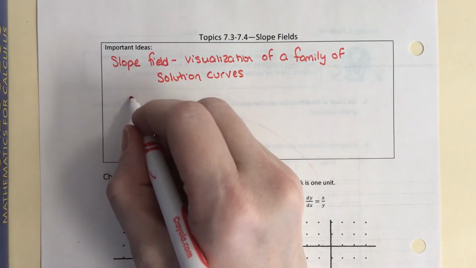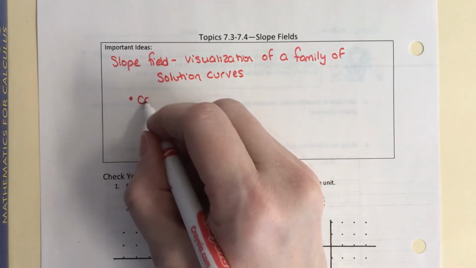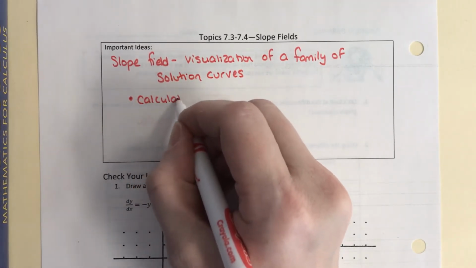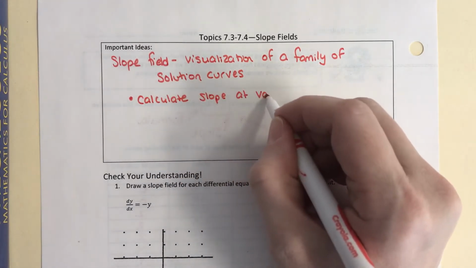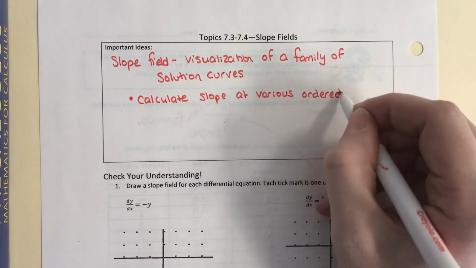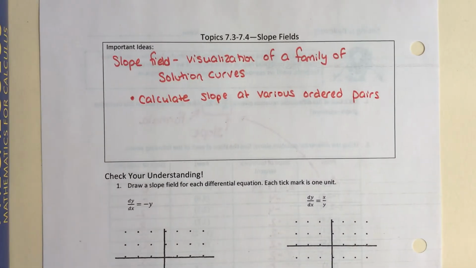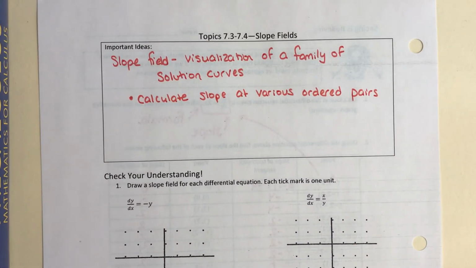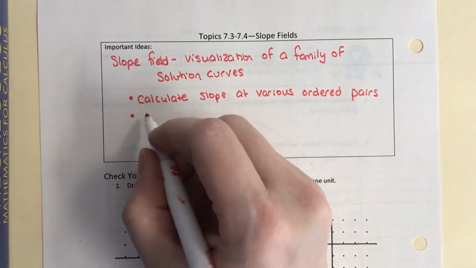So what you're going to want to do is calculate the slope at different sets of ordered pairs. And then you're going to want to use your short little line segments to plot the slopes.